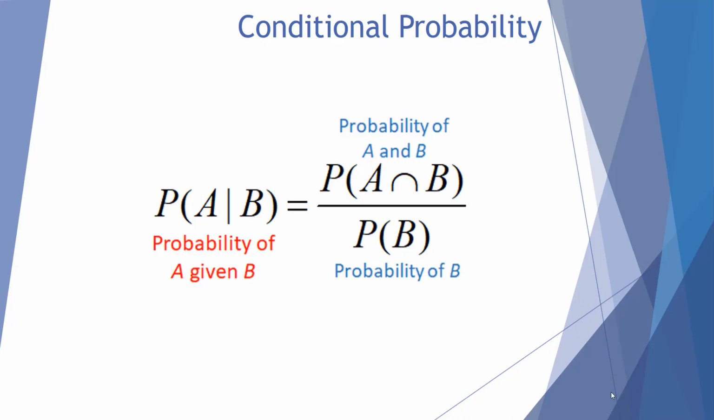Welcome mathematicians. In today's video we'll be looking at conditional probability. You have the equation in front of you at the moment. It shows you that the probability of event A given event B, and this is what the line represents, given the event B, is equal to the probability of A and B divided by the probability of event B.